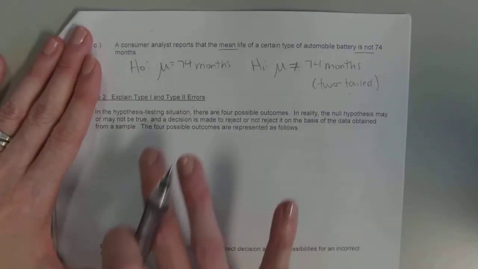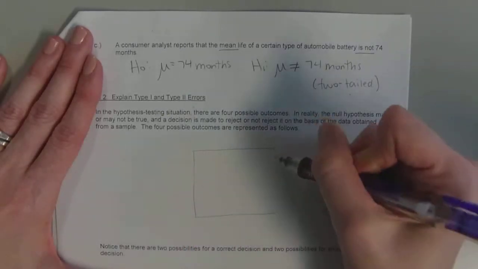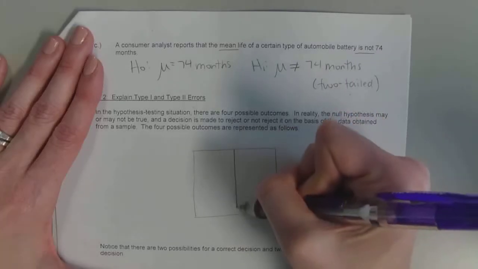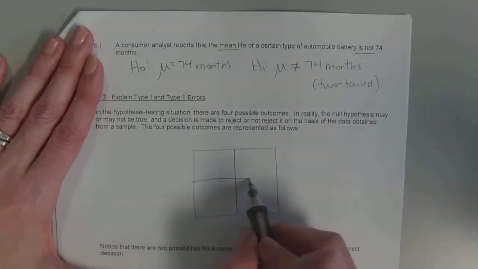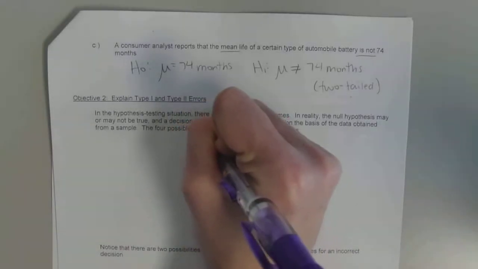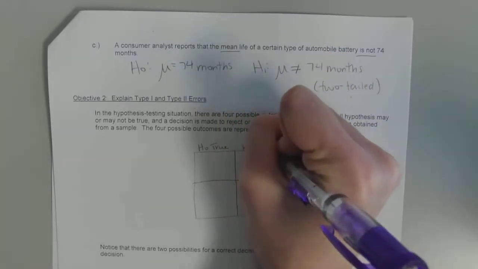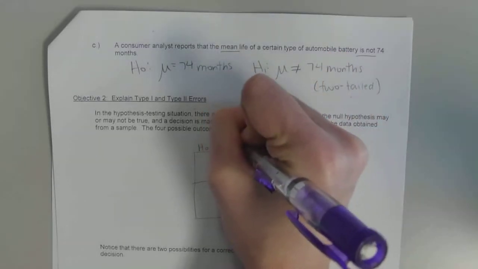So what you want to do, leave room to write on top and leave room to write on the side, but draw a decent size square that we're going to cut into quarters. You guys ever do Punnett squares? In biology, you see what kind of colored-eyed kids you're going to have. That's kind of what we're going to do here, all right? So up top, we're going to have H naught true, or H1 is true, and this is reality.